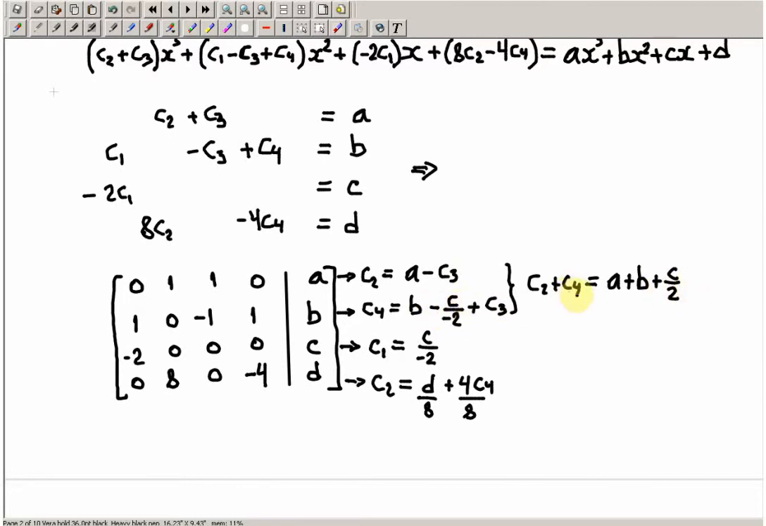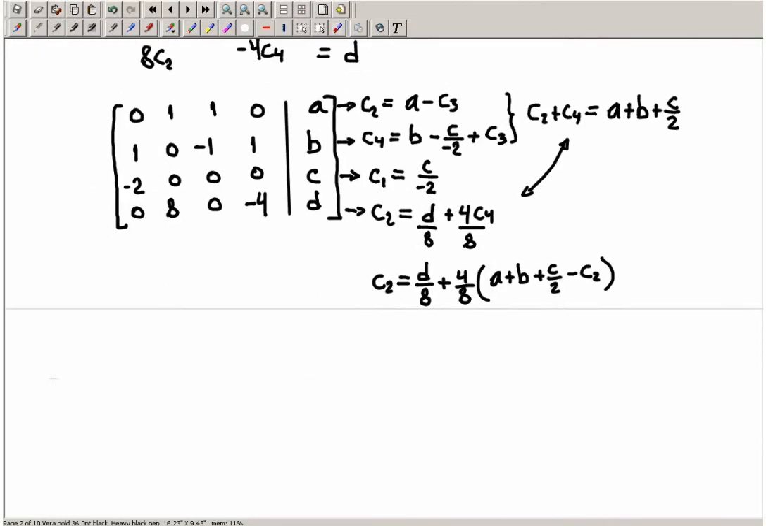Okay, and then I can combine these two here to solve for C4. Kind of messy, right? Combine these two equations here. So if I combine those two, that's what C4 is. C4 is A plus B plus C over 2 minus C2, so I put that in here. This way I can solve for C2. Alright, so here, C2, and then 4/8. This is 1/2, okay? So 1/2 times negative C2 is negative 1/2. When I move to the other side, it's positive 1/2 of C2.